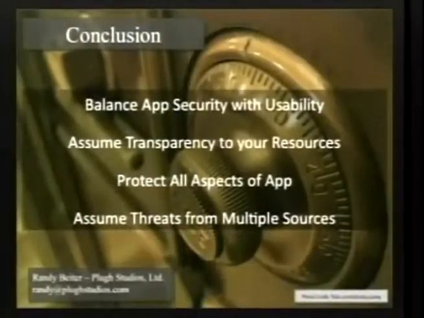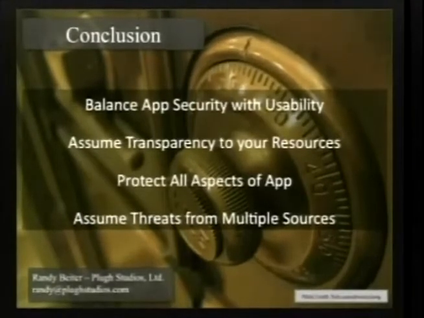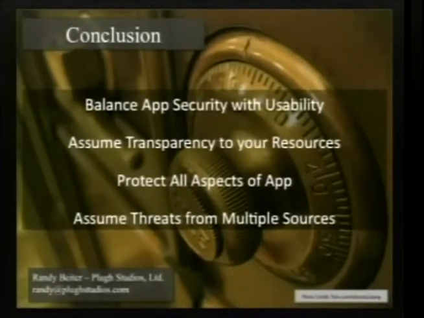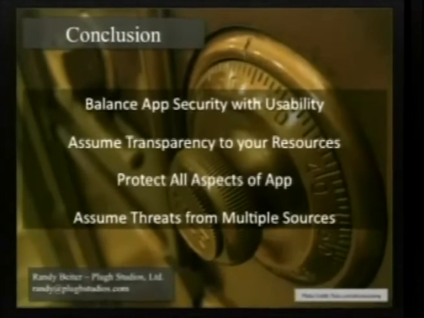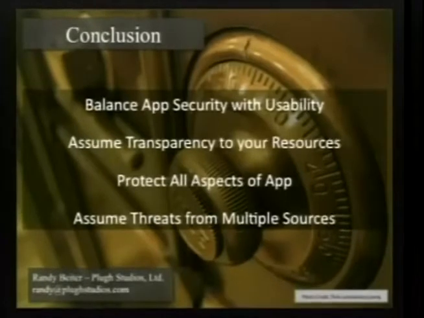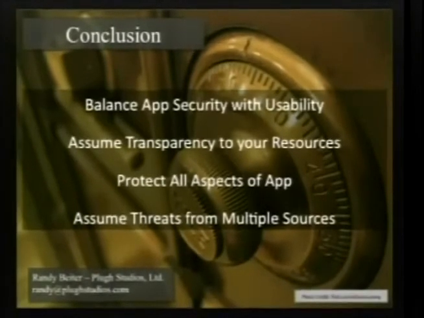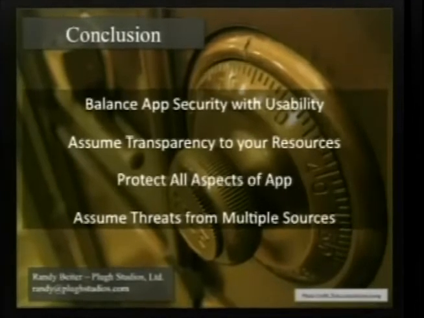I guess in conclusion, I would say to remember to balance application security with usability. You don't want to make your application insecure, but you also don't want to make it so hard to use that it doesn't accomplish what you originally intended for it. You can't assume any of the resources stored within your application are protected, whether they're in the binary that should be encrypted or in the resources that are in no way encrypted. Protect every aspect of your application, at least the aspects that are feasible, not just the obvious ones, not just the really visible ones. And assume the threats will come maybe from the user, maybe from someone attacking the user, maybe from someone attacking your resources or the content within your application.